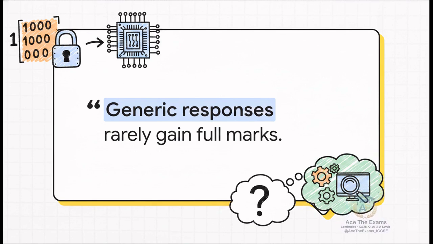The ultimate trap is memorizing isolated facts. Take our student Alex, for example. Alex just wrote an overflow is when an extra bit doesn't fit in the register. Now that is technically true, but it is a highly generic response. Examiners don't want a dictionary definition. They want to see you analyze the specific digital scenario they've handed you on that specific day. When you give a generic answer, you're essentially telling the examiner you've memorized a flashcard, not that you understand computer science.